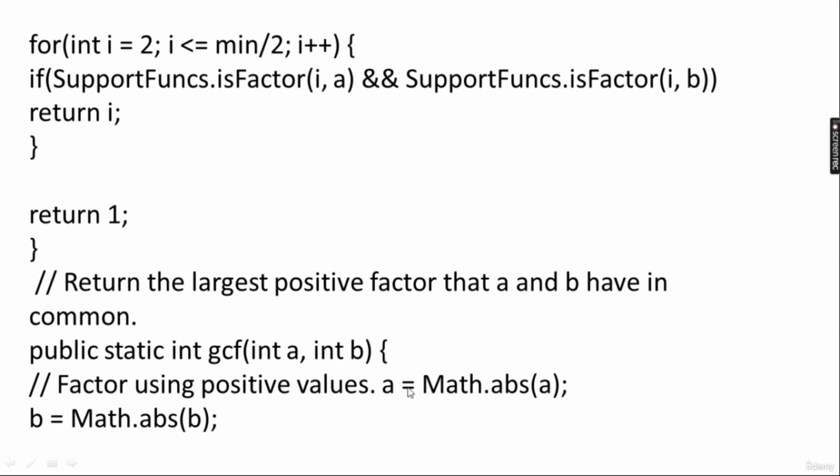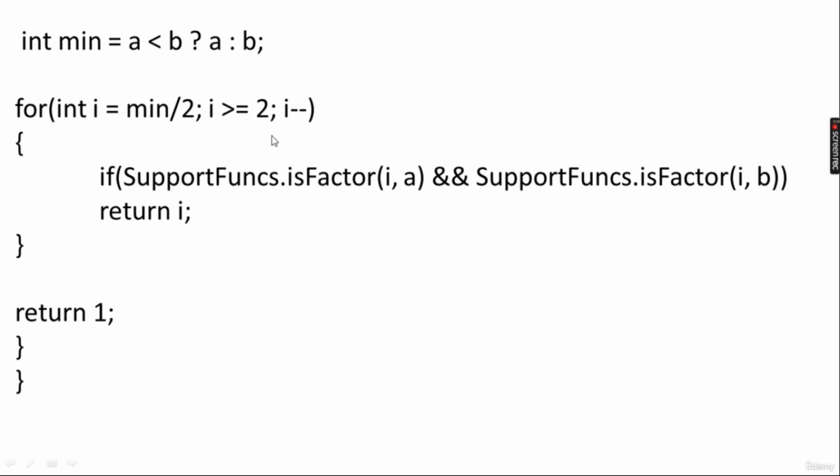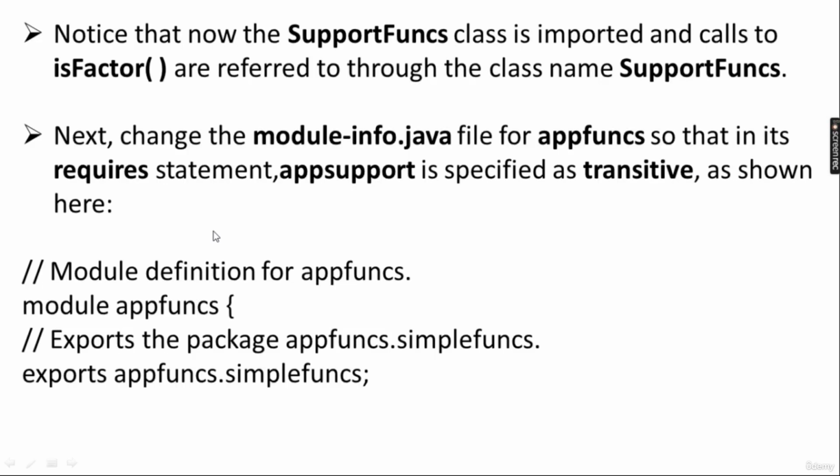So it will be like factor using positive values. a is equal to Math.abs(a), b is equal to Math.abs(b). From minimum divided by 2 and i greater than or equal to 2, we will go in the reverse direction. If both are factors, i is a factor of a, then i is a factor of b, then it will be a common factor of a and b. Otherwise, 1 will be the factor.